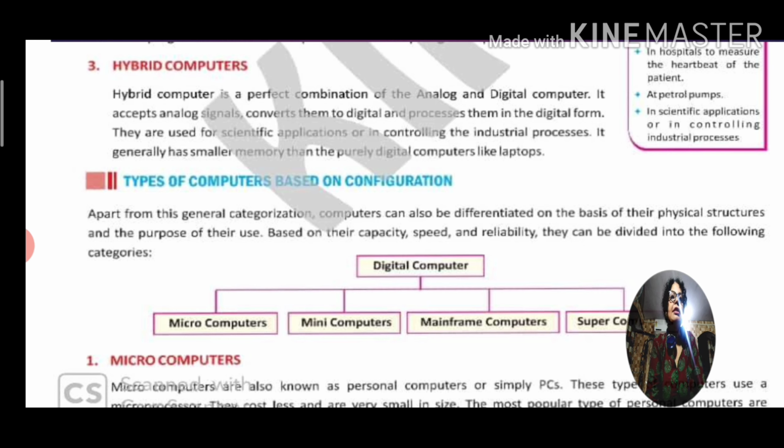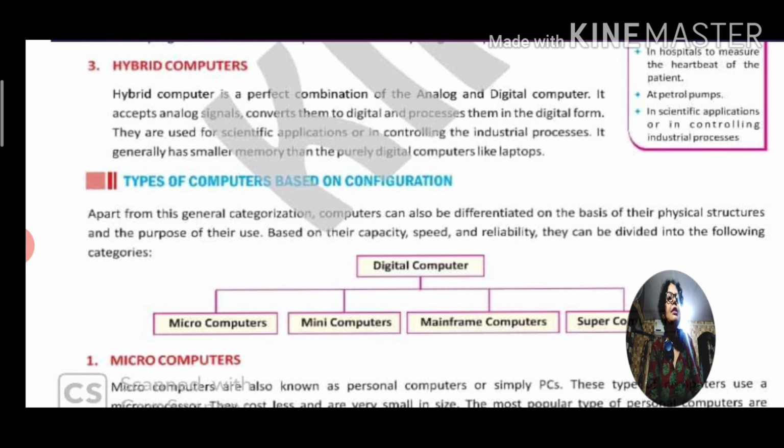And now we will see the types of computers based on configuration. We can divide these type of computers in 4 categories. First one is microcomputer, second one is mini computer, third one is mainframe computer, and fourth one is supercomputer. All these are the parts of digital computer, because as I told you previously that digital computers are true computers.